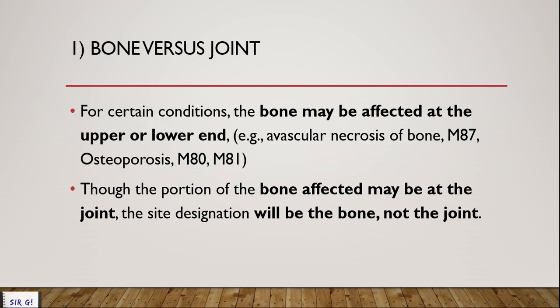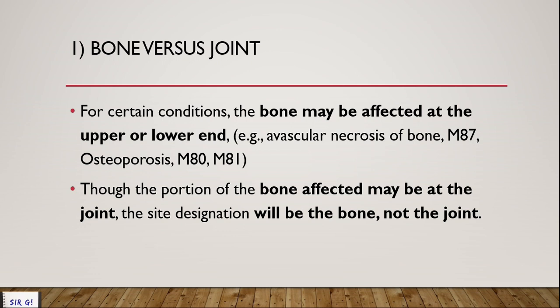Now here is some common or unique scenario that you may encounter in your coding work. For certain conditions, the bone may be affected at the upper or the lower end of the bone. For example, we're talking about your humerus. The upper end is in the shoulder, and the lower end is in the elbow. As you can see, the end of a long bone is connected by a joint. So sometimes, if the end part of the bone is affected, the joint may also be affected, correct?